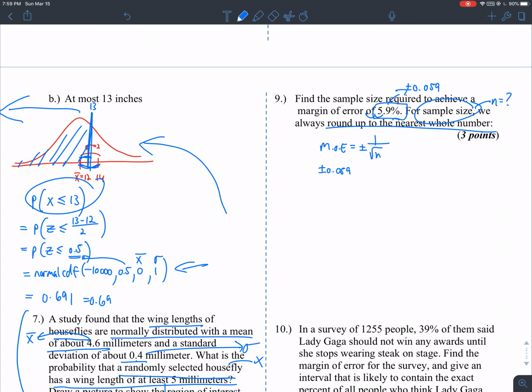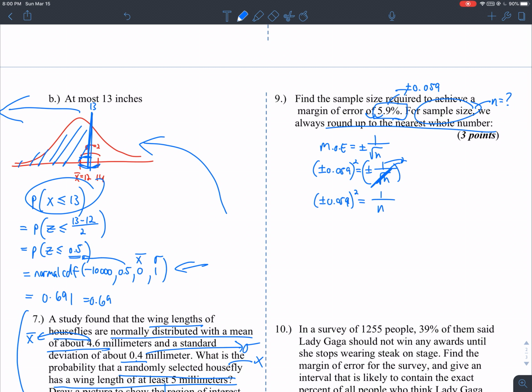Okay. Remember, margin of error is a plus minus, equals plus minus 1 over root n. And the way I simplify this to get rid of the square root is to square both sides. If you square both sides, you get this. I'm not going to do anything here because we want to keep this accurate, so I'm going to leave it as 0.059 squared equals, and on this side, 1 squared is 1, and root n squared cancels the square, so I get n.